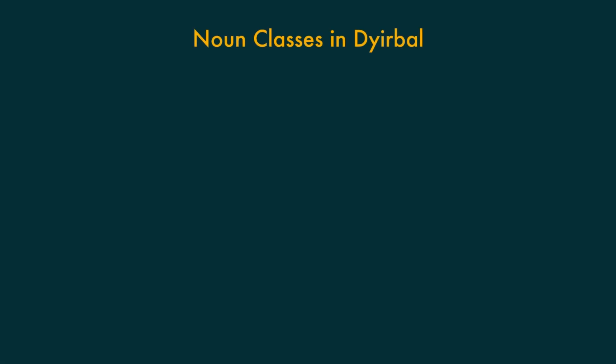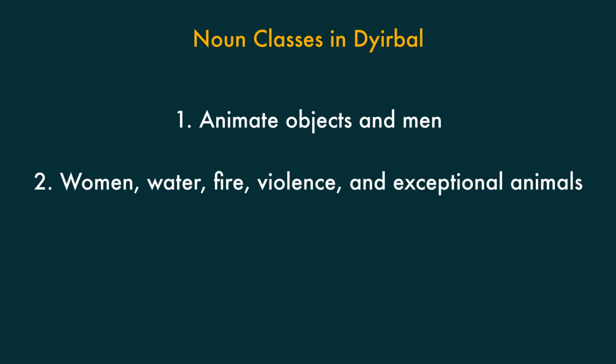But the language that is widely known for its noun class or grammatical gender is Dyirbal, which is an Australian Aboriginal language. Dyirbal has 4 noun classes. First for animate objects and men, second for woman, water, fire, violence, and exceptional animals, third for edible fruits and vegetables, and the fourth for miscellaneous. Getting a hang of this gender or noun class concept might take some little time. But for now, let us come back to High Valyrian.